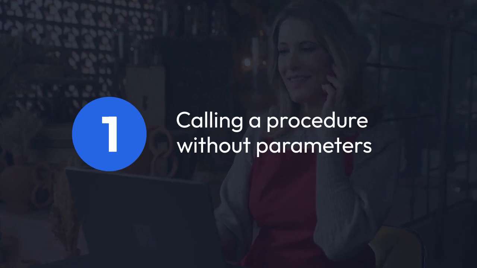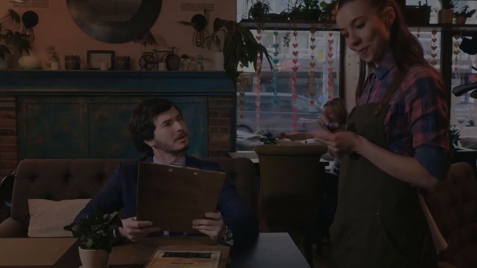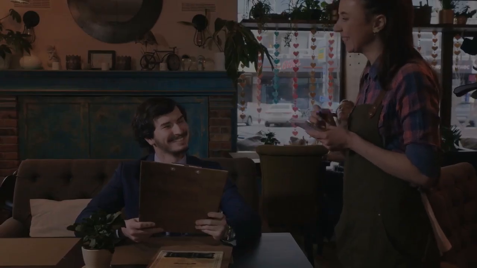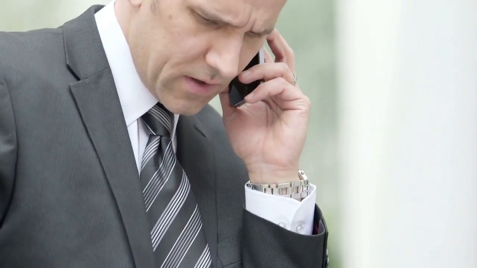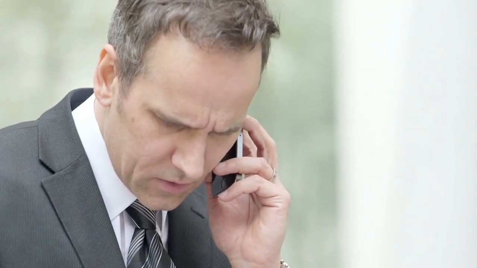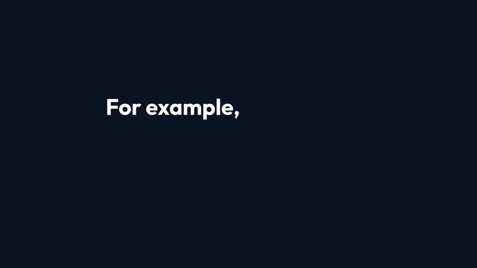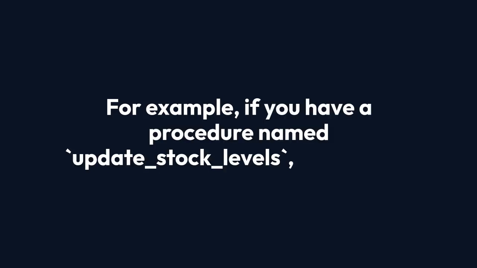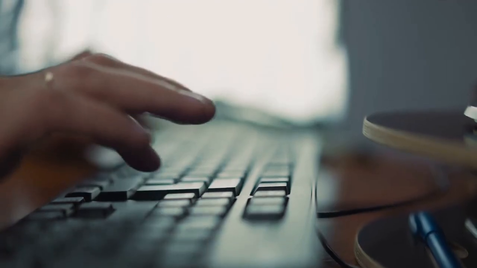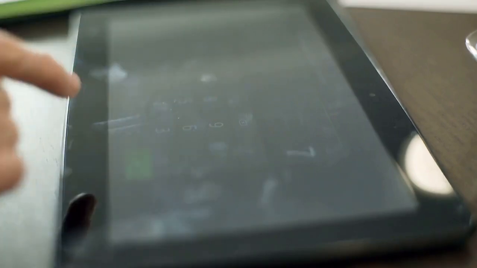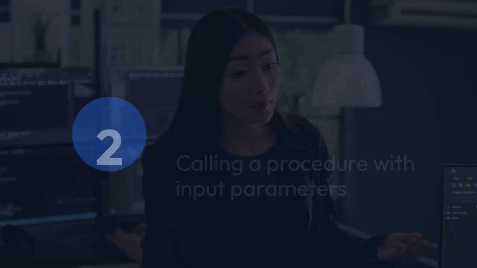1. Calling a procedure without parameters. The simplest scenario involves a procedure without any input or output parameters. To call such a procedure, you simply use the EXECUTE statement followed by the procedure's name. For example, if you have a procedure named update_stock_levels, you'd call it like this: EXECUTE update_stock_levels. This will execute the procedure's code. You can verify the results by querying the relevant tables afterward to see the changes.